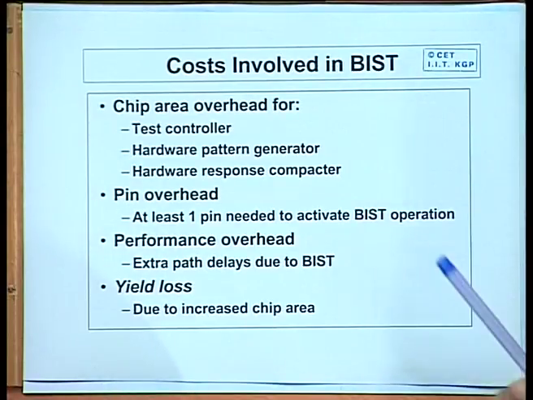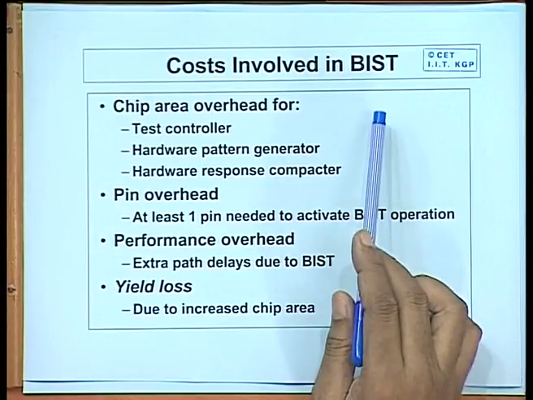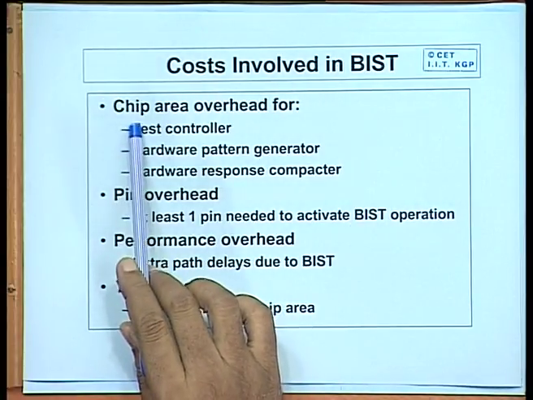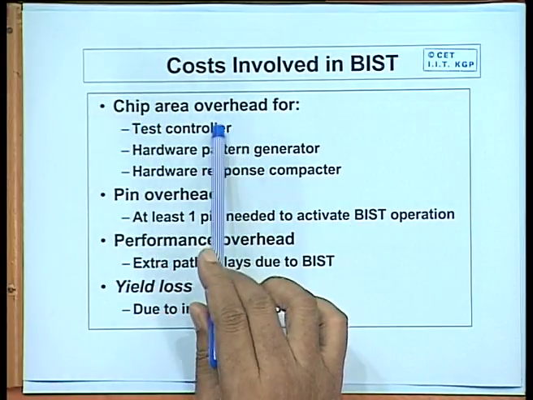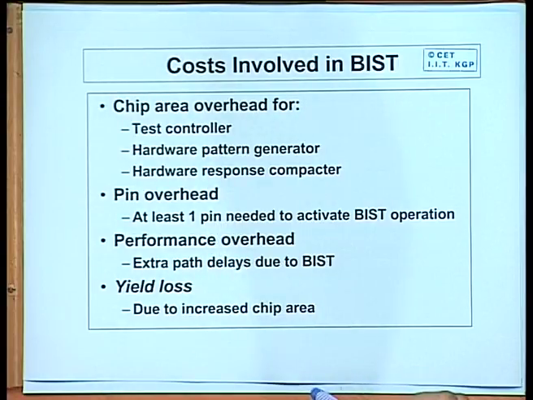Okay. So, these are the problems, and now let us try to see what the different components of cost are that are involved in having a BIST implementation. Okay. So, the first and obvious cost is clearly the chip area overhead for the additional hardware that you need.